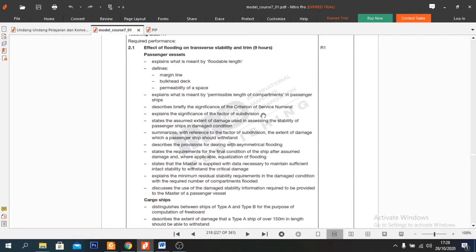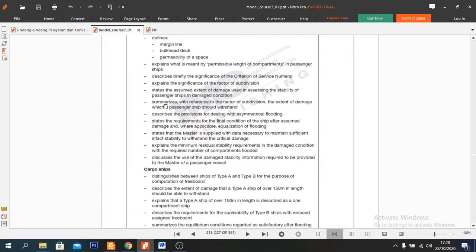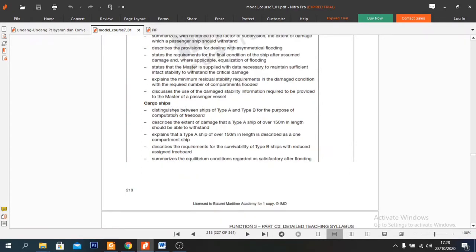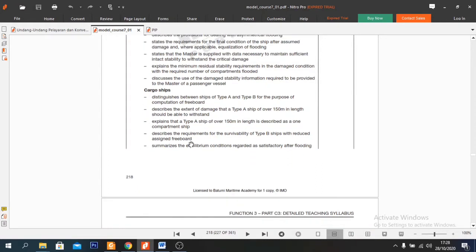Di sini kita lihat required performance-nya. Jadi di sini ada effect of flooding on the transverse stability untuk kapal kargo. Di sini adalah distinguish between ships of type A and type B, dan seterusnya. Describe the extent of damage that type A ship of over 150 meter in length, dan seterusnya. Explain, dan seterusnya.